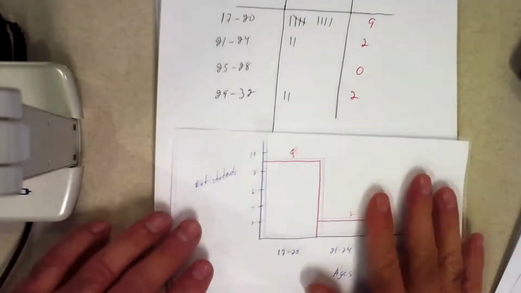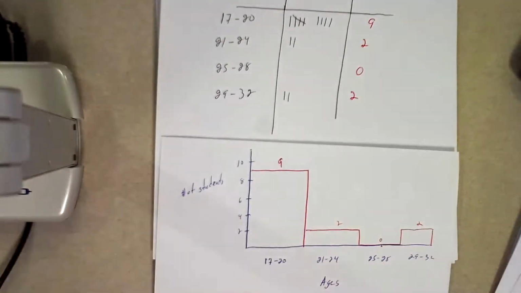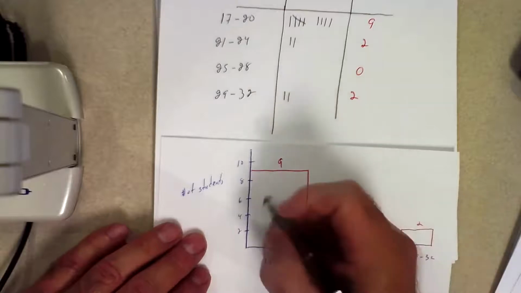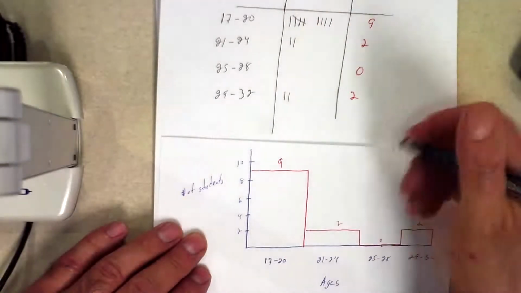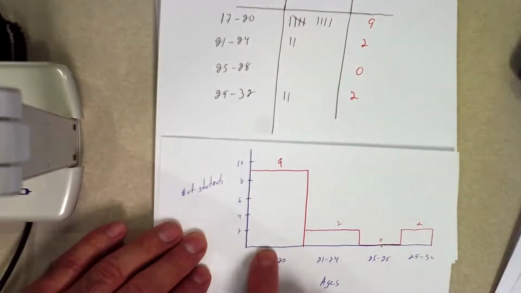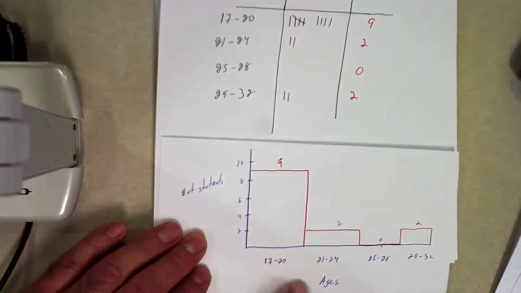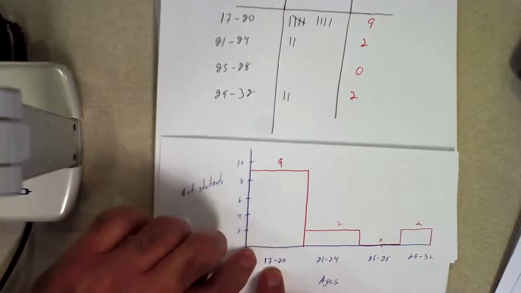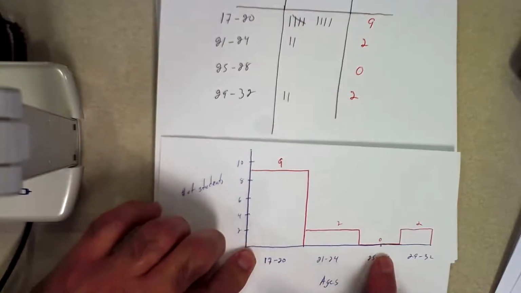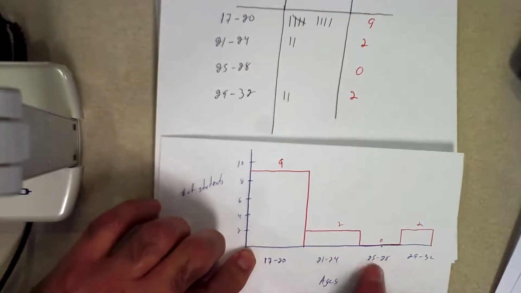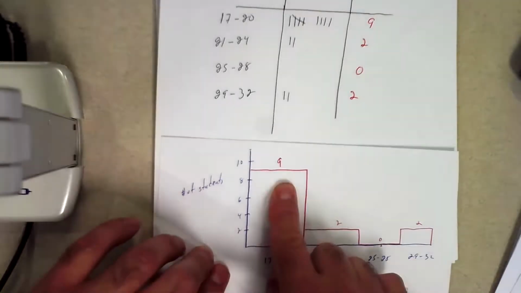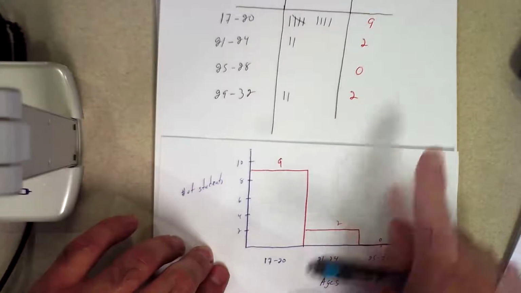And here is my histogram for our grouped data. So this is the number of students, right? We got our alcohol, right? So for the age, we have ages there. We have our number of students. We have ages 17 to 20, 21 to 24, 25 to 28, 29 to 32. So it went up to 9. This one went up to 2.